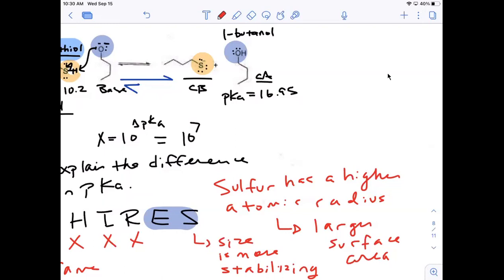So a hard atom is a little smaller and the charge is more concentrated, right? And then a soft atom is bigger and the charge is less concentrated. So if the charge is more spread out and less concentrated, that's a good thing. All right, so that's how size is more stabilizing than electronegativity, because the more you can spread that charge out, the more diffuse it is and the less concentrated it is. So that makes that atom that's holding that charge more stable, if that makes sense.